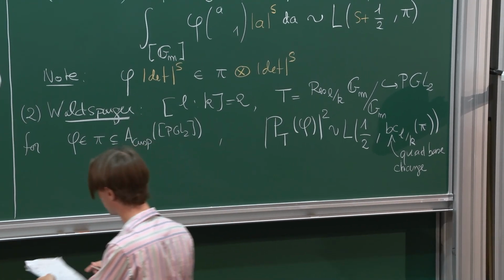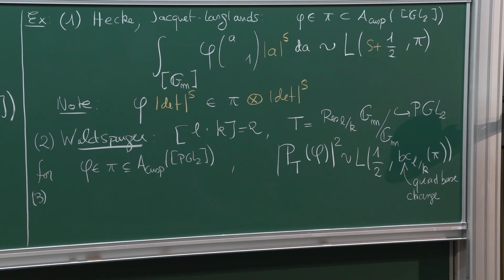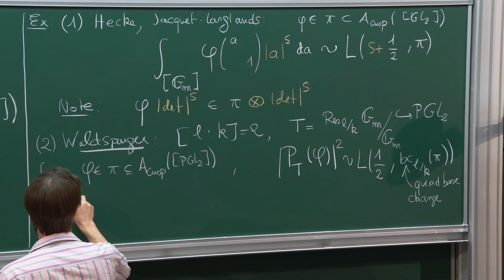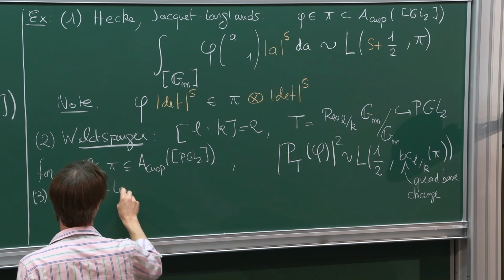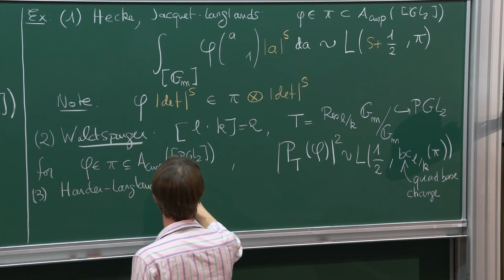Let me now give you a third example of a relation with functoriality, which has appeared in some sense in the work of Harder, Langlands, and Rapoport on the Tate conjecture for Hilbert modular surfaces.